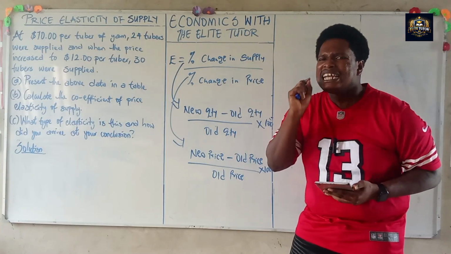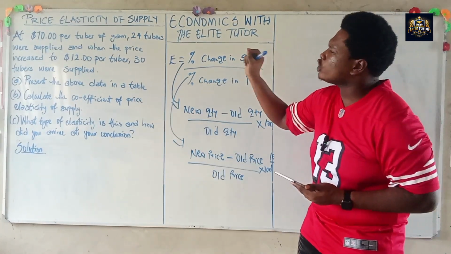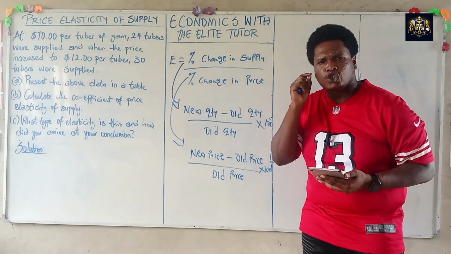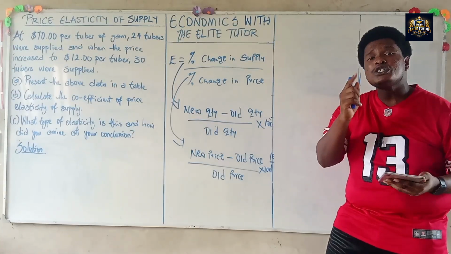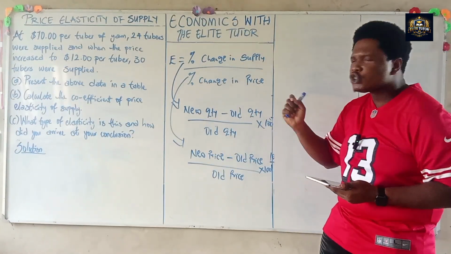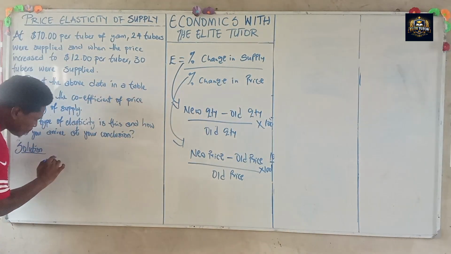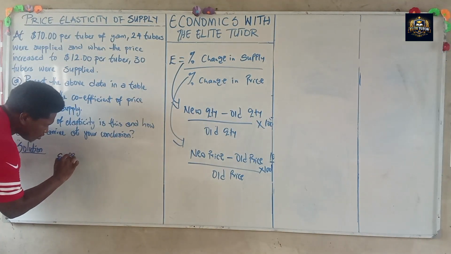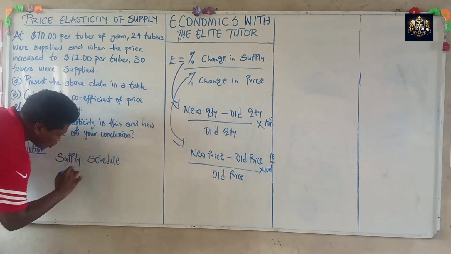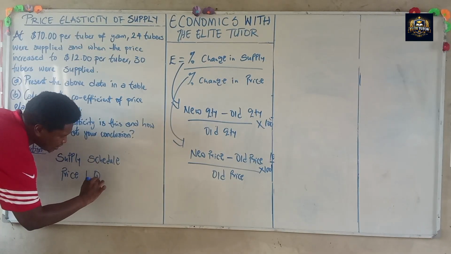Now, the first thing I'm going to show you is how to illustrate this information on your supply schedule. Your supply schedule is a table that shows you the relationship between price and quantity supplied. Now let's look at our supply schedule. So we have our price and we have our quantity supplied.